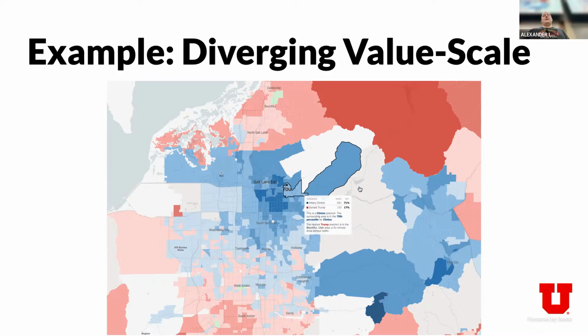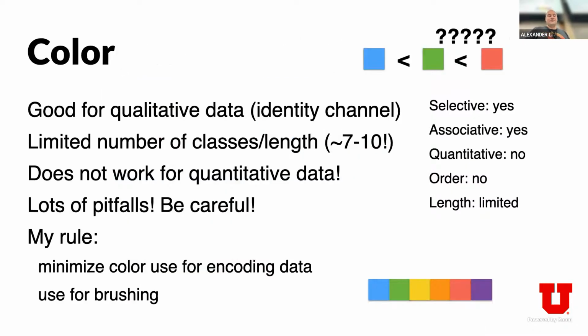So I can read this fairly reasonably from a chart like this. We'll talk more about these kinds of things in maps, of course. We talked a good deal about color already. Color is good for qualitative data. This is a 10 channel. We have this limited number of classes, so like 7 to 10 approximately, but it doesn't really work for quantitative data unless you have a legend and you want to very carefully highlight certain items. There are lots of pitfalls. Be careful, use it sparingly.